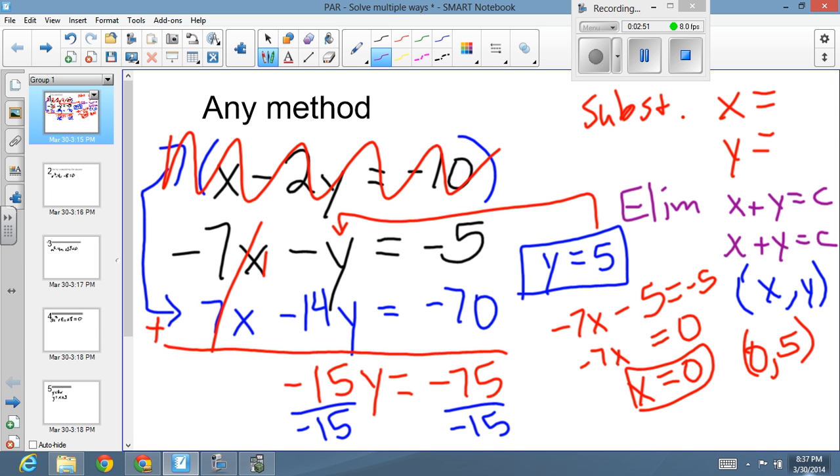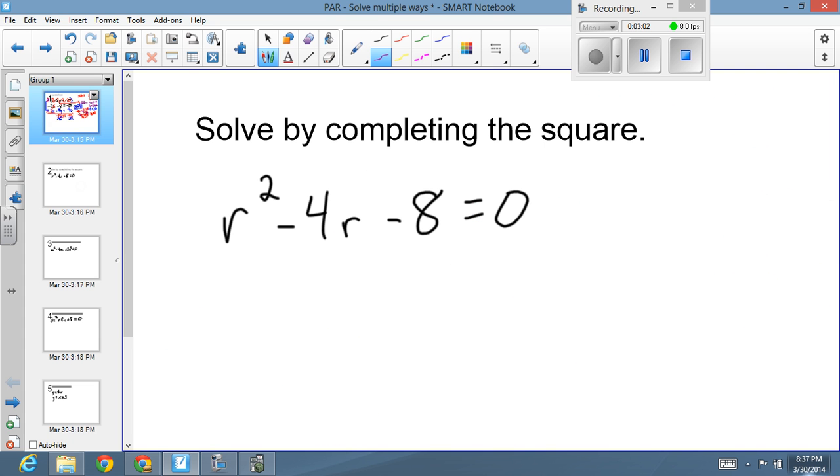Okay? I'll go back here and just draw in this step in case you were wondering what I did there. Added 5, and then divided each side by negative 7. Next example, let's solve by completing the square. Okay, so completing the square.